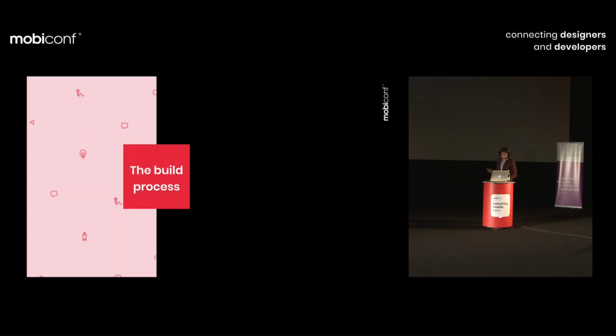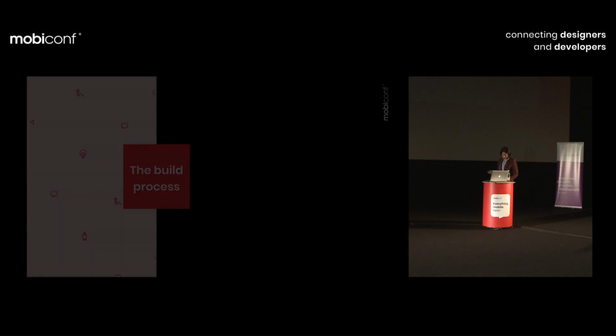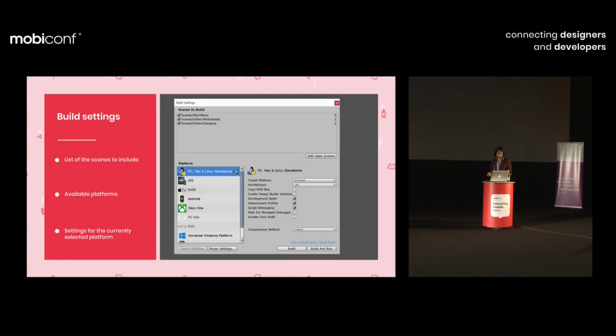Okay, the build process. Let's see how we can effectively deploy our software on our selected platform. This is the build settings window, in which you can set your build process, including the target platform here, and the scenes you want in your build.